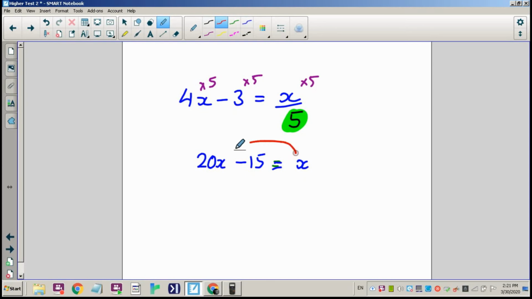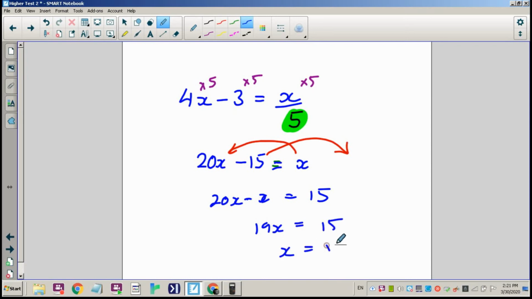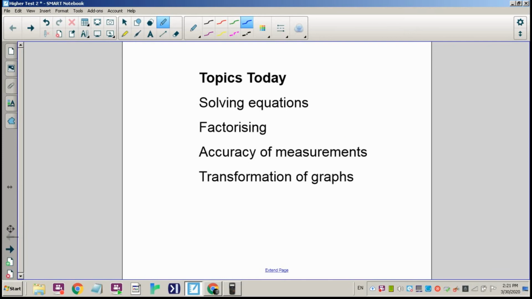We've got x's on both sides. We get all the x's on one side, numbers go to the other, and what do we get? We get 20x, take away x, equals 15. Remember to change signs. 20x take away x is 19x, and then x is 15 over 19. Then check. Does it specify? If it doesn't specify, then just leave it as a fraction. Okay. Right. Let's remind myself now what my other topics were going to be.